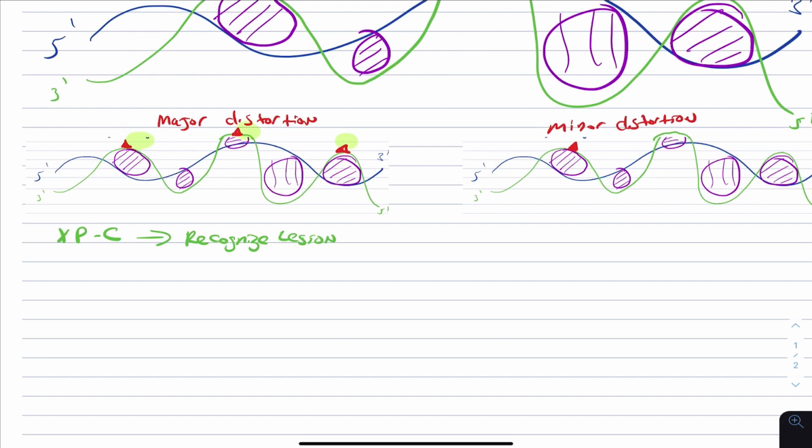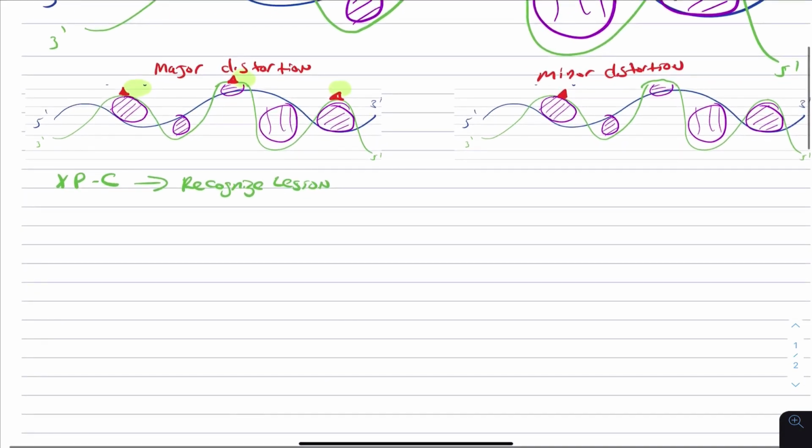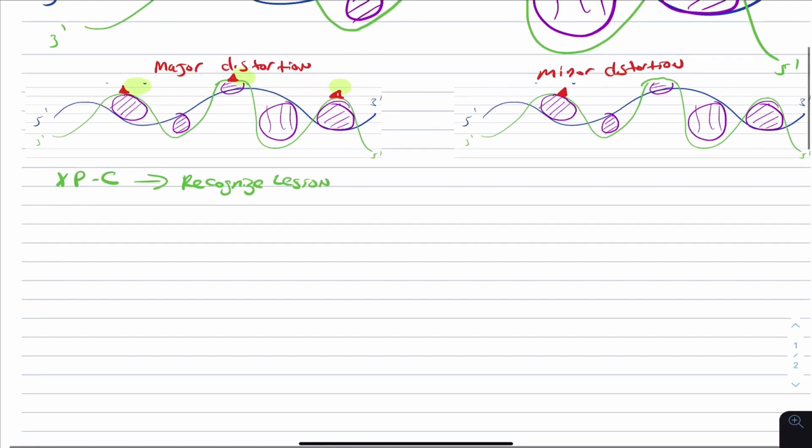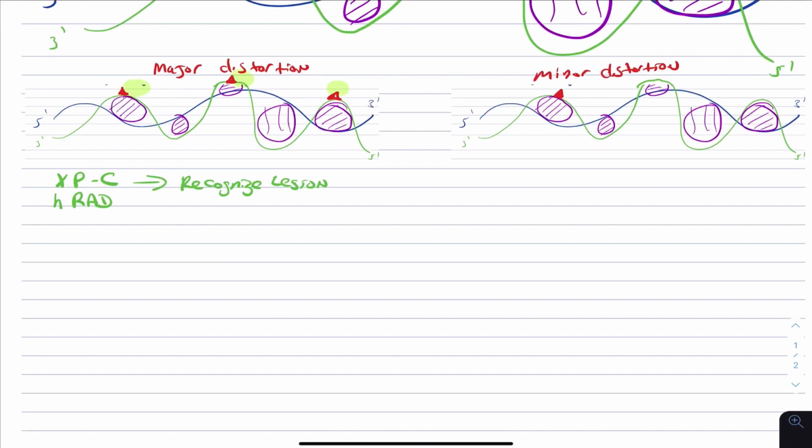Now, aside from that, we need a handful of other proteins, because not only do we recognize, but we also have to liberate the DNA from the histone complex. We have to break apart, to dissolve, the nucleosome. So for the major distortion, yes, the first thing is the XPC. In addition to that, in order to unwrap that nucleosome, we need a couple more proteins: HRAD23B and the SENT2 proteins. Both of these are going to unwrap the nucleosome.